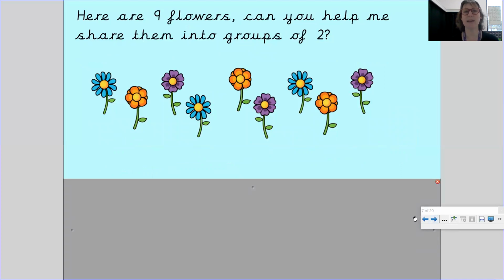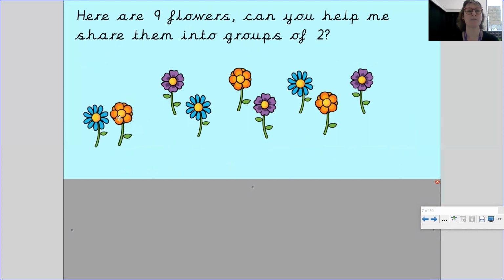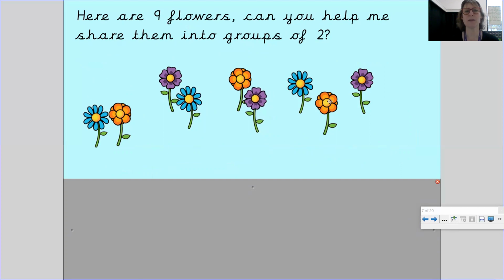Right, here are 9 flowers. So let's see if we can share those into groups of 2. So just pause for a moment and see if you can work out how many groups I'll have if I put those into groups of 2. So I'm going to move those into a group of 2, those into a group of 2, that into a group of 2, those ones into a group of 2, and oh dear, I have got one left over.